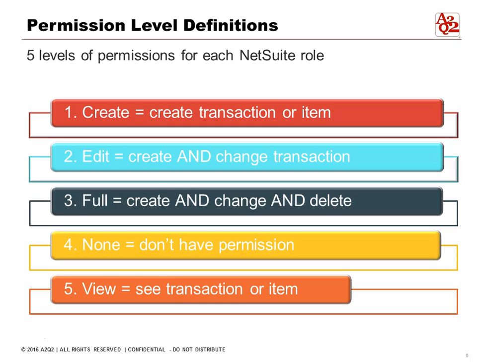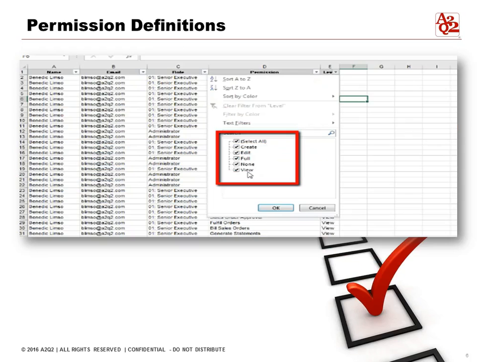This is really important. NetSuite has 5 permission levels for each role. So create means that that permission or that role can create a transaction or item. Edit means that they create and they can change the transaction. And full is the most powerful, which means they can create and change and delete the transaction. None means they don't have that permission. And view means that they can see the transaction or item but not do anything with it.